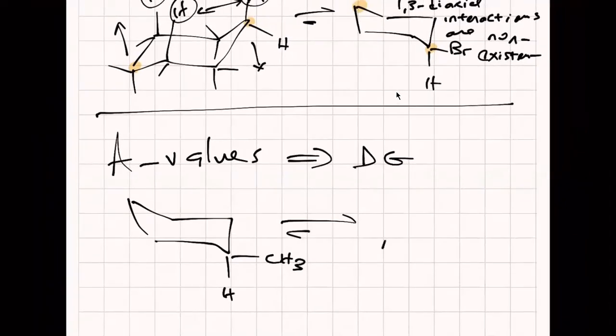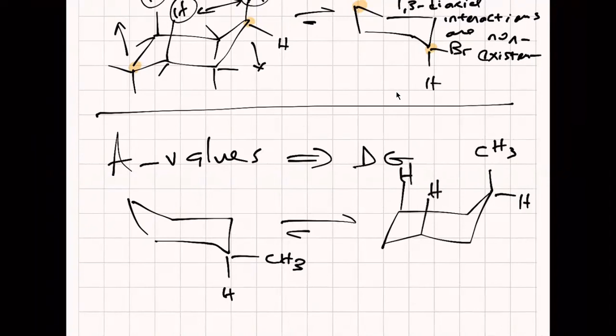With the chair flip isomer where the methyl is axial, the difference in energy is going to come from the calculation where we look at the 1,3 diaxial interactions and calculate the energy of one isomer and then compare it to the other. Having the methyl axial actually costs 3.8 kilojoules per mole, and we're going to talk about that.